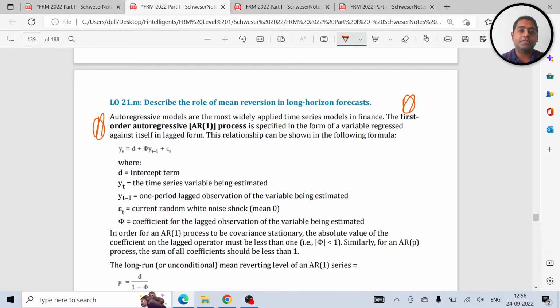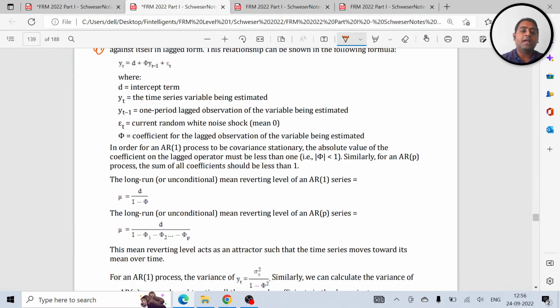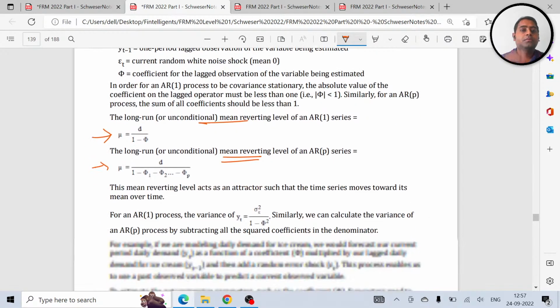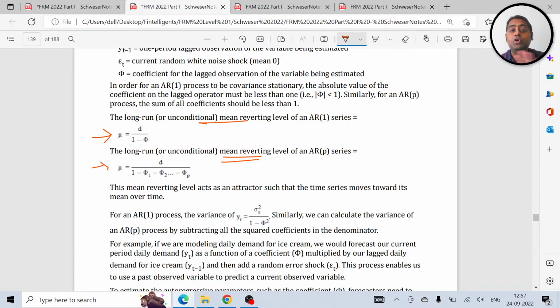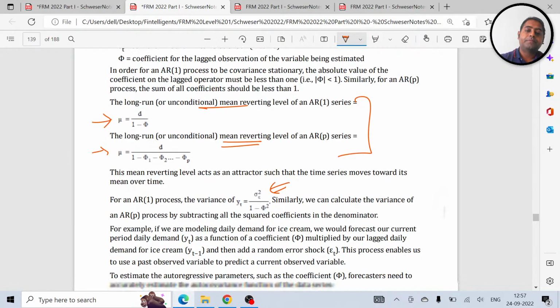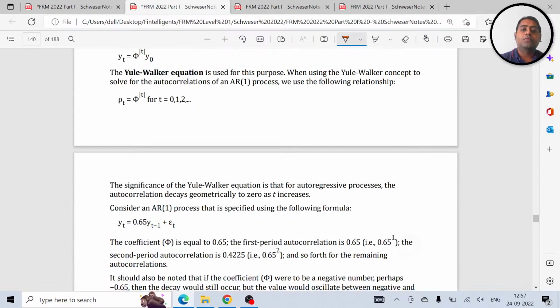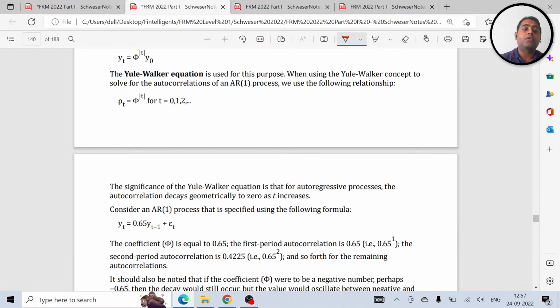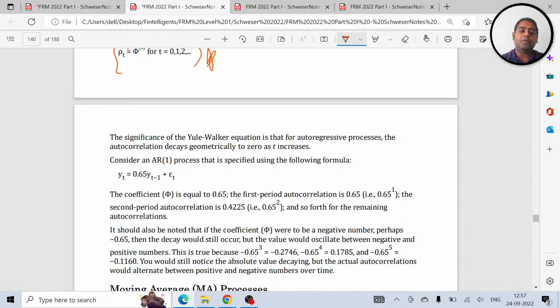autoregressive process model. In that, the long run average, the long run mean reverting part, you should be clear. There are more chances that they might test you on the mean, not on the variance. Mean questions might come. Yule-Walker equation, Yule-Walker is also important, my bad. The formula, I'm talking about the formula.